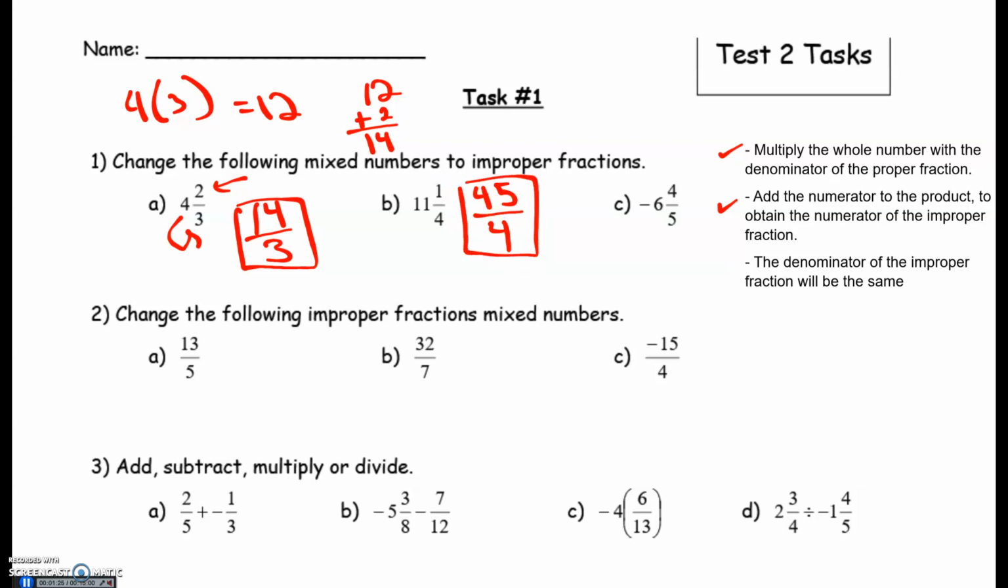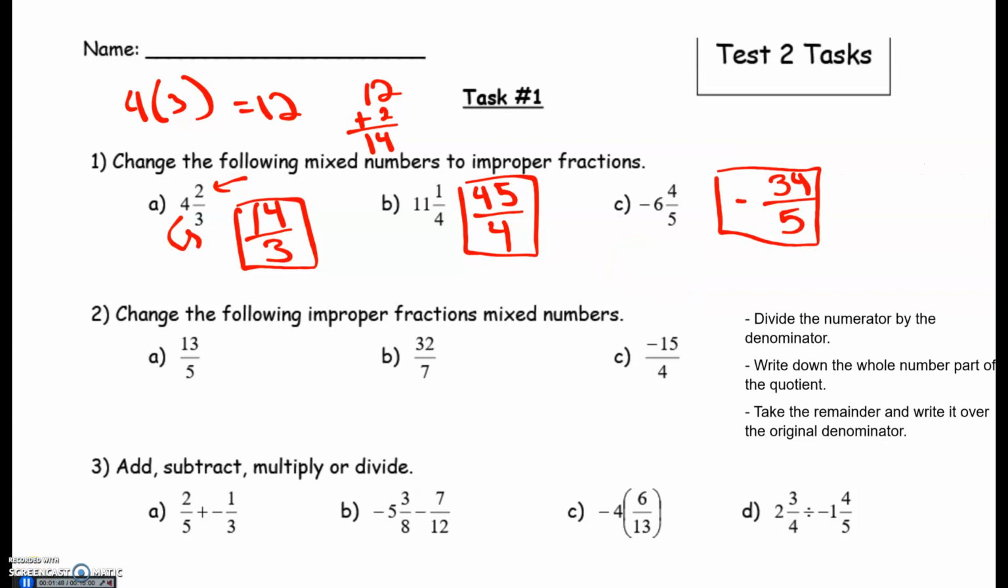And for letter C, I want you to treat this negative sign as if it's not there, and we're going to remember to multiply by the negative sign last. So 6 times 5 is 30. 30 plus 4 is 34. Then we're left with 34. We keep the denominator of 5, and we multiply it, aka we negate it. Alright, so that's it for question number 1. Now let's move on to question number 2.